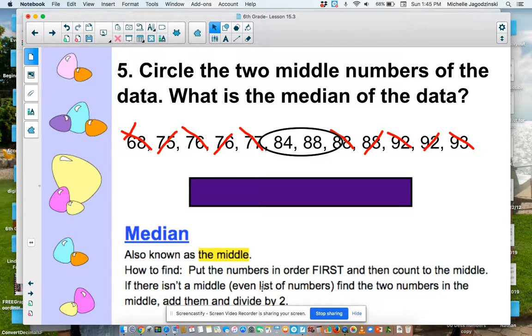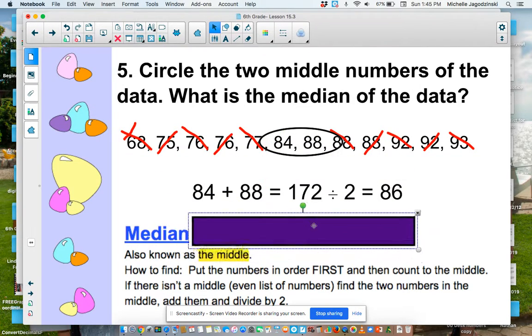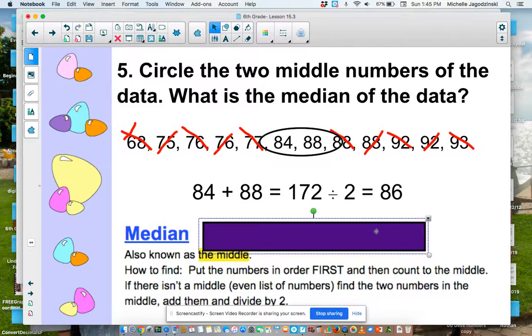So let's come back down here and read. Find the 2 middle numbers in the middle, add them, and divide by 2. So go ahead and do that. Add these 2 numbers together and then divide by 2. And your number should be 86.